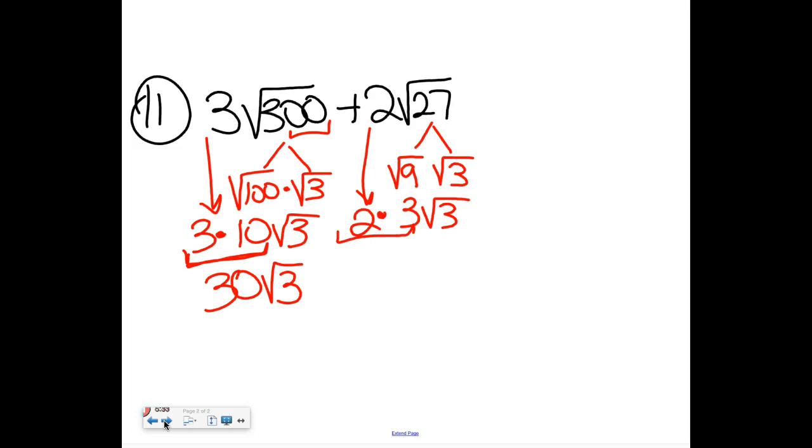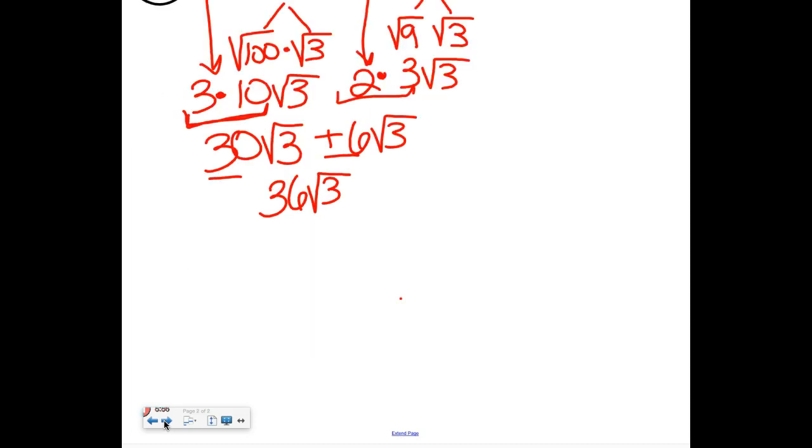Notice there's a plus sign in between here, so I'm going to have plus 6 and the square root of 3. Now they both have the square roots of 3, so now I can add these numbers in front. So now I'm going to have 36 square roots of 3. Reminder, those 3's in there and the square roots, we don't do anything with those. Okay, so that's how we did those problems.